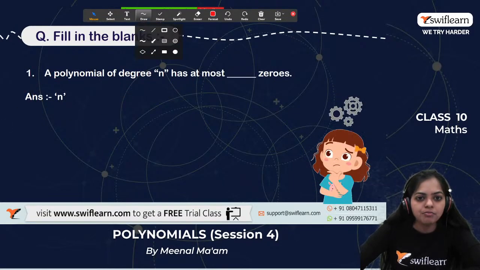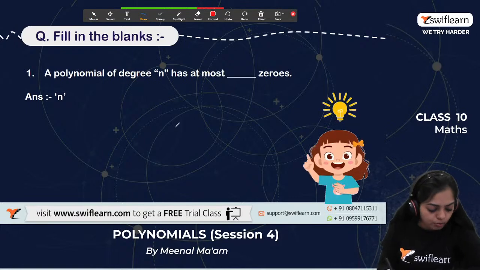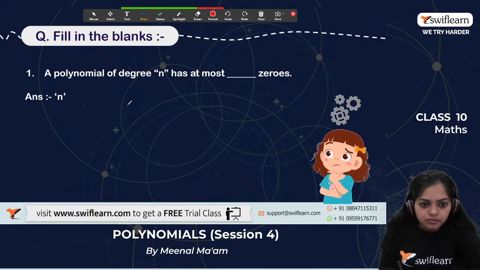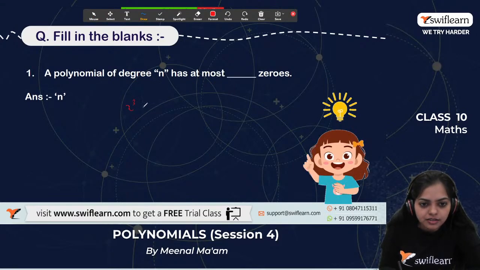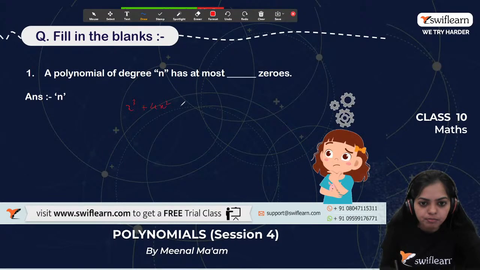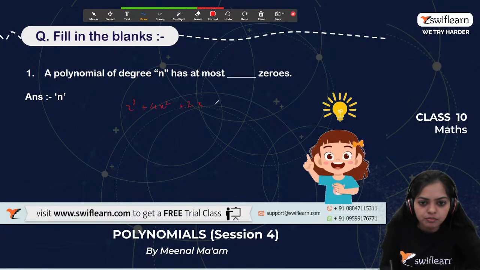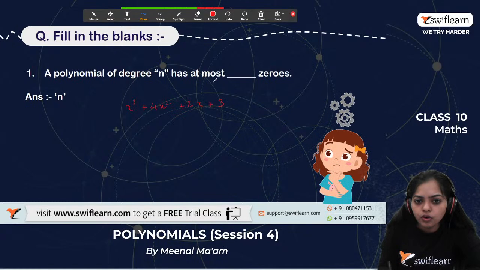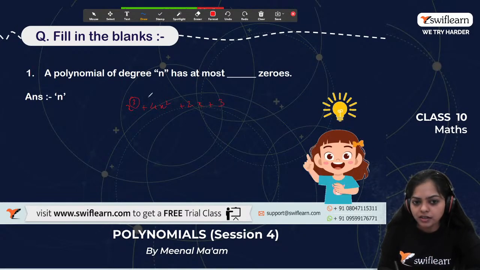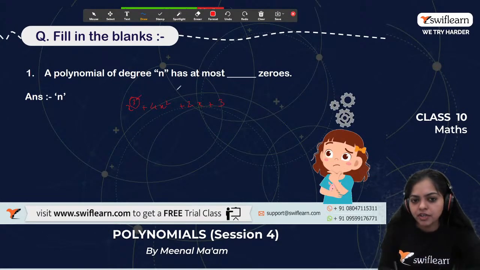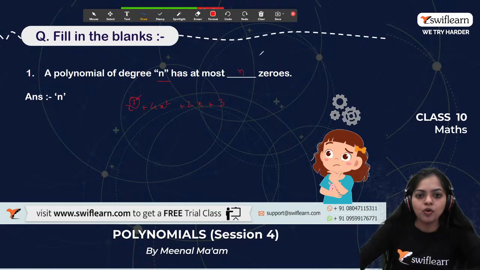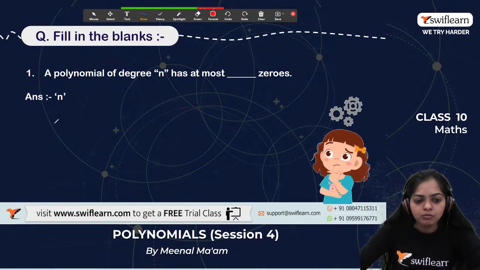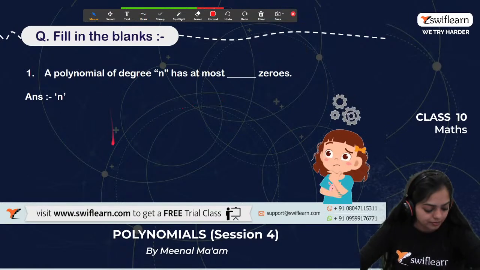Got it? For example, if I say my polynomial is of degree 3, that is like this: 4x square plus 2x plus 3. So at most how many zeros does it have? It has 3 zeros. Alright, it depends on the degree. If the degree is n, then at most n zeros. Got it? Okay everyone. Now moving on to the next question.